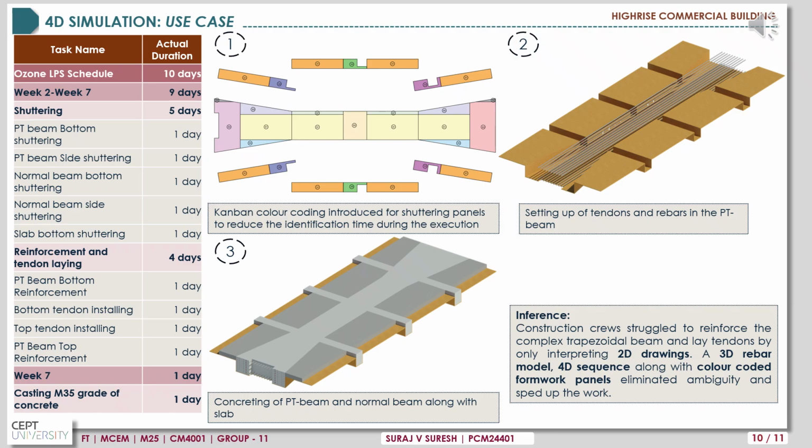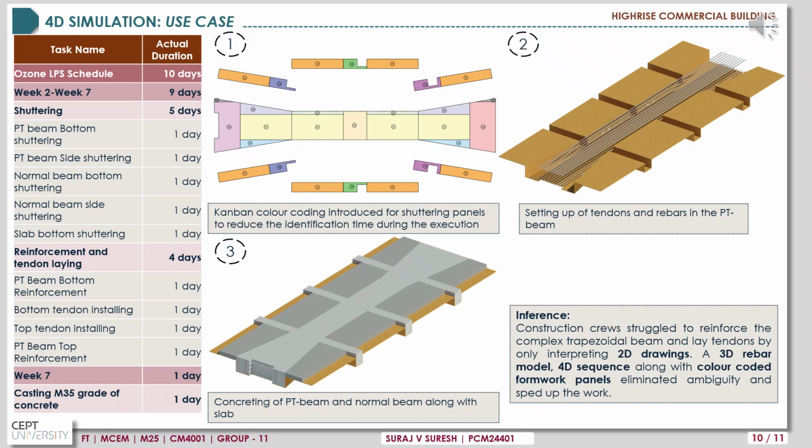Coming to the use case, we have taken the use case as per the major site challenge in the construction, which was the trapezoidal PT beam. Because this building has been given for rental purposes, this commercial building has to avoid inner columns in the floor area and needs to reduce the span area. The structural consultant decided to go for a trapezoidal shape to equally transfer the load among the structure, but the construction crew struggled to reinforce the complex trapezoidal beam and lay tendons by only interpreting the 2D drawings.